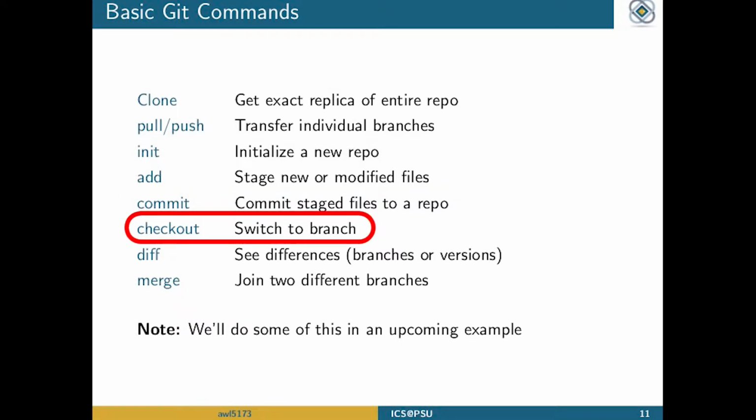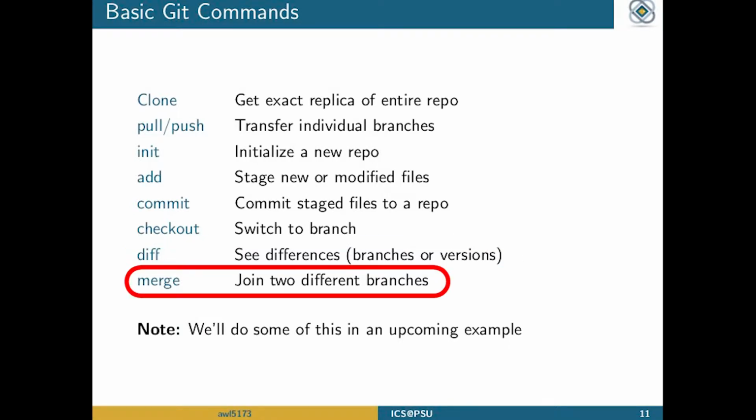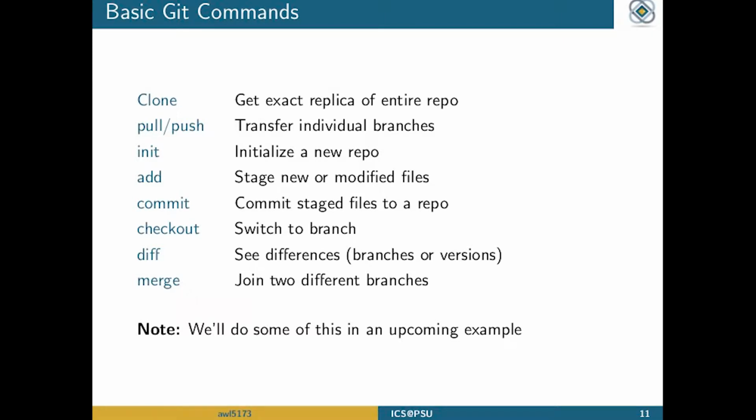Checkout allows you to switch between branches. Diff allows you to see the differences between branches. And then merge puts a couple of branches together. So we're going to use quite a few of these in our example. I don't expect you to know it all now or to remember it. I'll walk you through at that point.